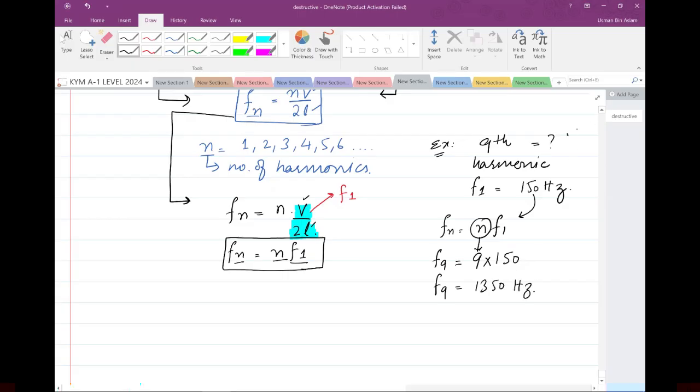So this instrument that we are talking about, the first harmonic it will produce will be 150. First harmonic indicates the smallest frequency that it can create. The second harmonic is going to be 300. The third harmonic is going to be 450. The fourth harmonic is going to be 600. The fifth harmonic is going to be 750. What am I doing? I'm just increasing the number of harmonics here instead of n. Keep multiplying it with 150.